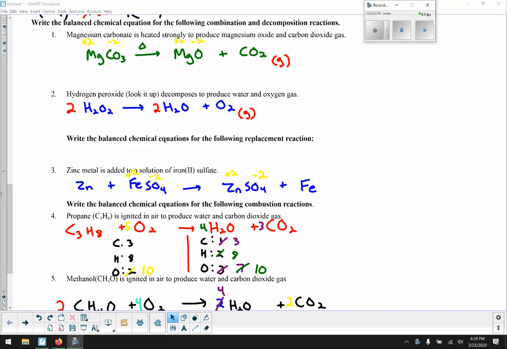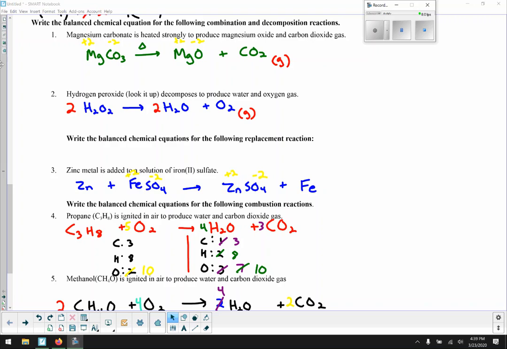Magnesium carbonate is heated strongly to produce magnesium oxide and carbon dioxide gas. Again, with the magnesium carbonate and the magnesium oxide, metal plus a non-metal, metal plus a polyatomic ion, make sure you check the charges. And it says carbon dioxide gas, so I did put that little gas there, little G, in parenthetical subscript for carbon dioxide.